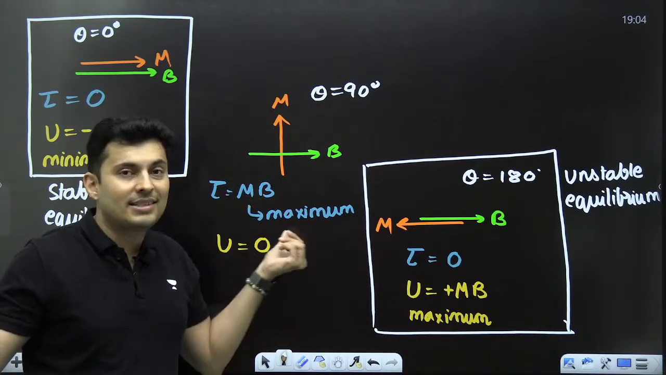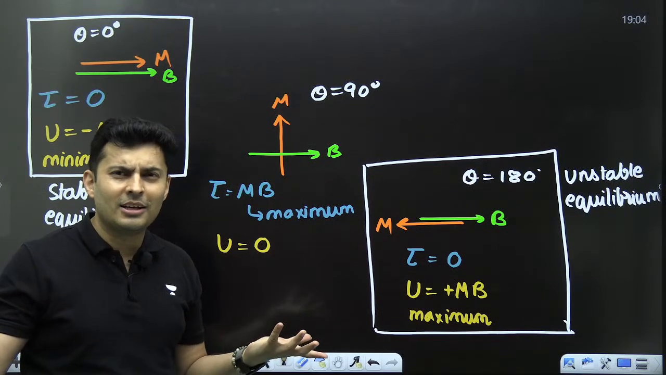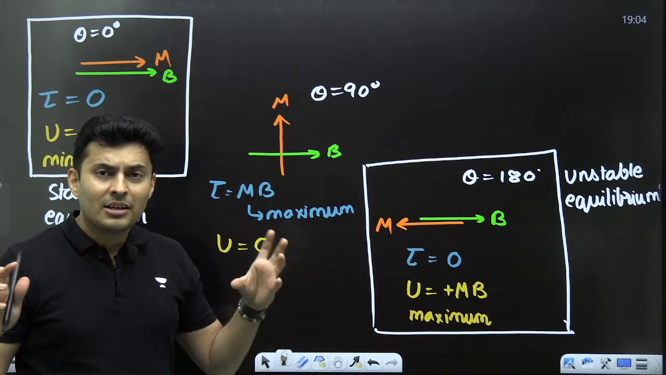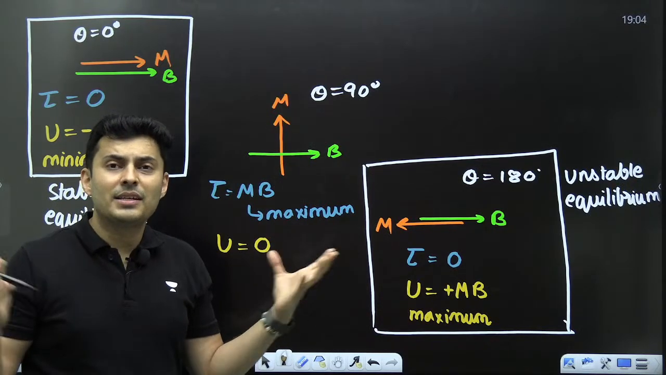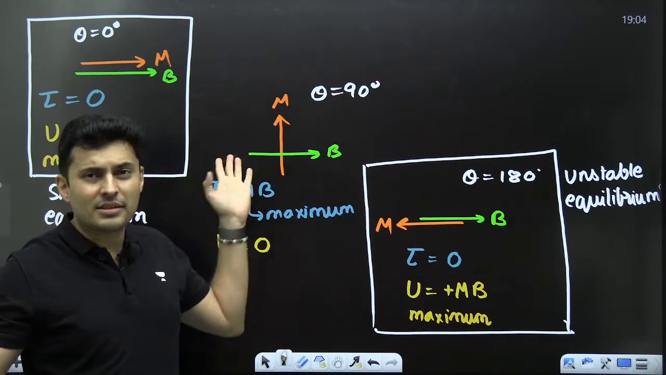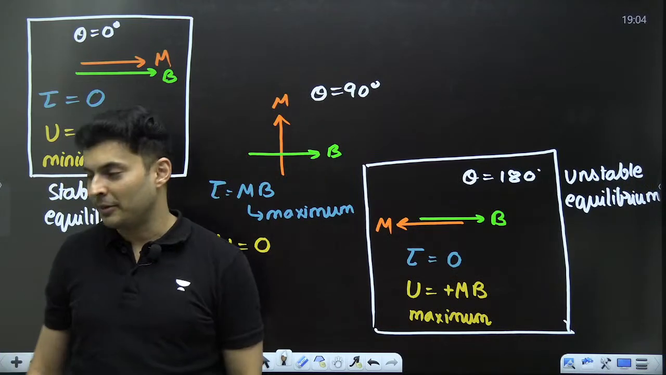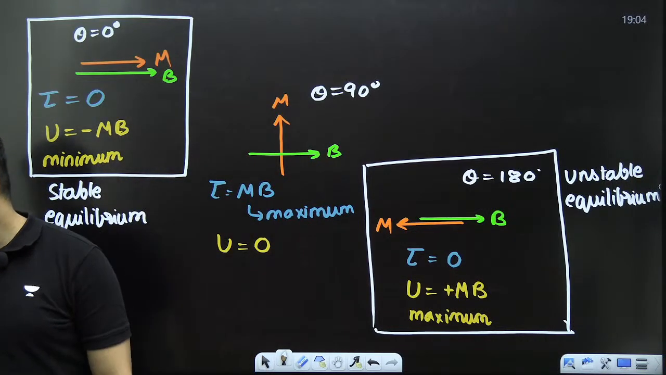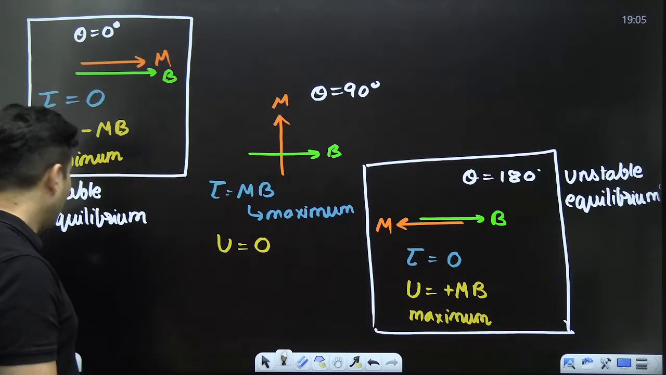Because torque is there. Whenever torque is there, it is no longer in equilibrium. Equilibrium means rotation-wise and translation-wise, the net force or net torque should be 0. So here there is torque, so this is not even an equilibrium. Only these two situations are equilibrium. Is that okay? Everyone with me on this? Perfect. Let's do some questions.